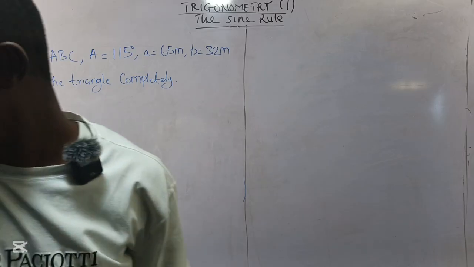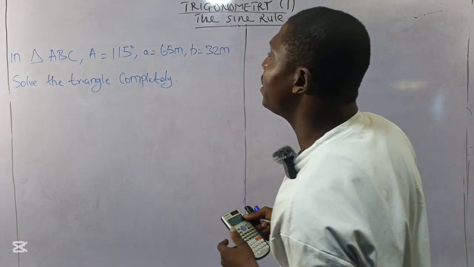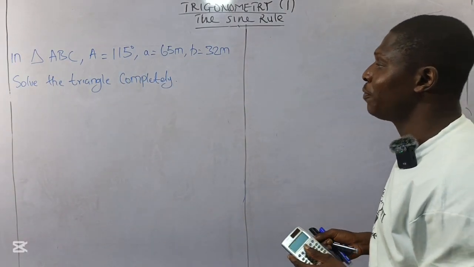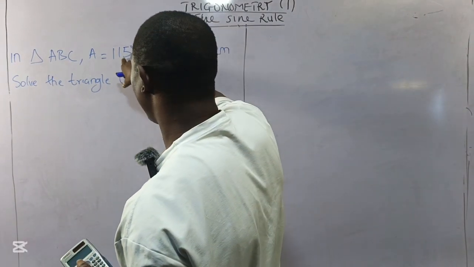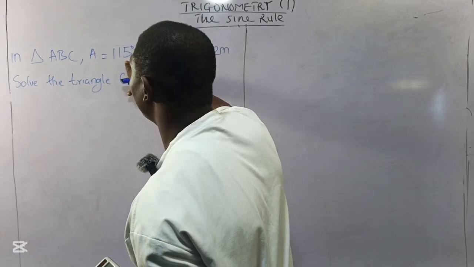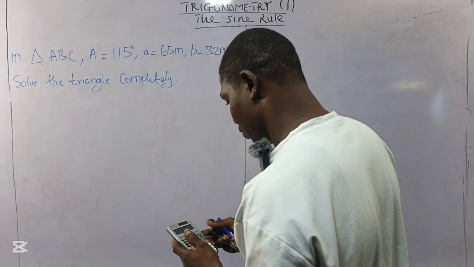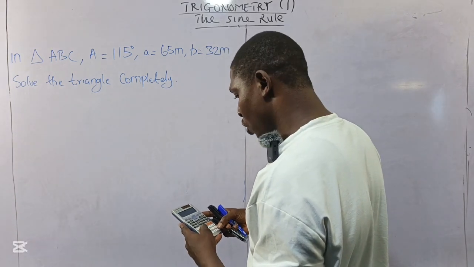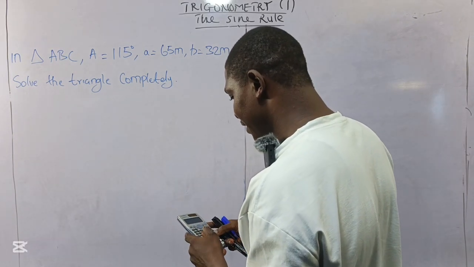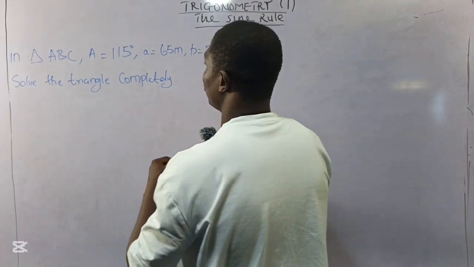Now, my calculator. Having this, first, the angle given is greater than 90 degrees. That simply means the triangle is an obtuse triangle, because one of the angles is greater than 90 degrees. Now, the other two angles become 180 minus 115 degrees. Take note, which will give me 65 degrees.